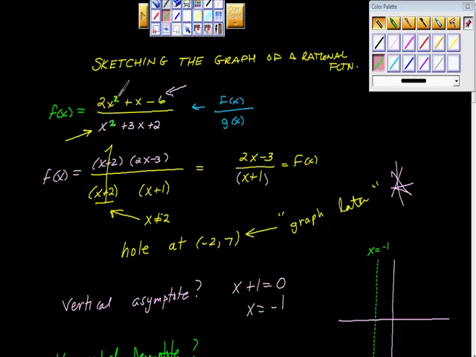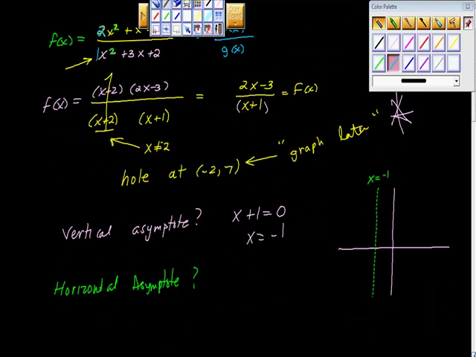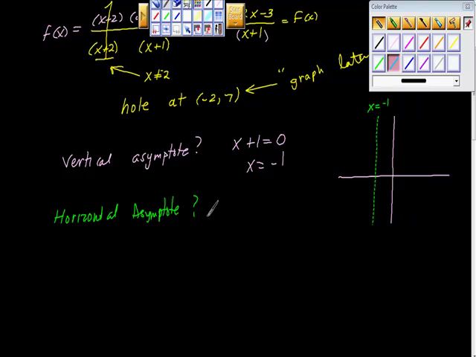These are usually called n and k. If n and k are the same, then what we use is a ratio of the lead coefficients. This one has a lead coefficient of 2, and this one has a lead coefficient of 1. So our horizontal asymptote is y equals 2.